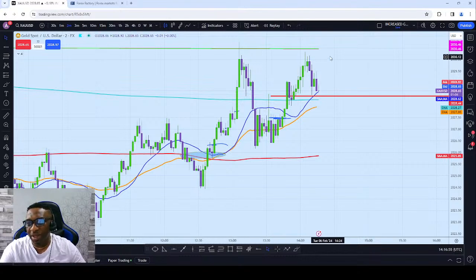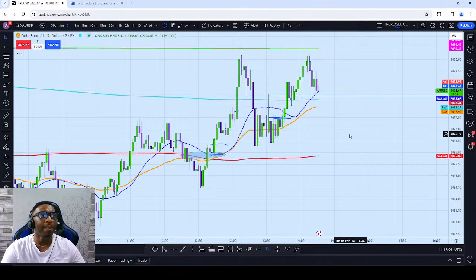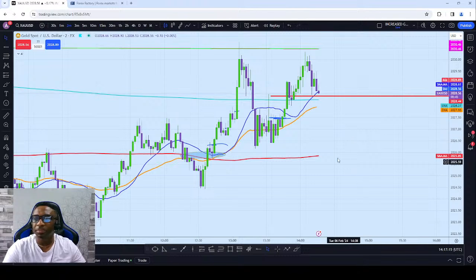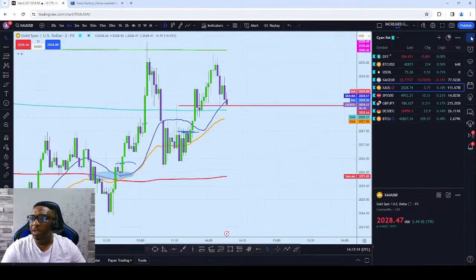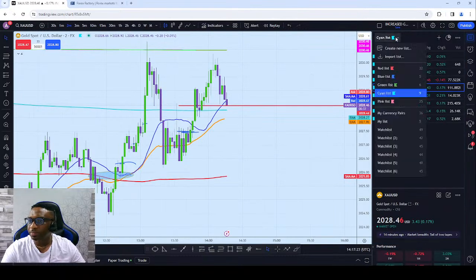So price hit this area. There seems to be a resistance area here, so it pushed back to test this level again, and hopefully it turns around to go further up. Okay, let's go back to NAS.